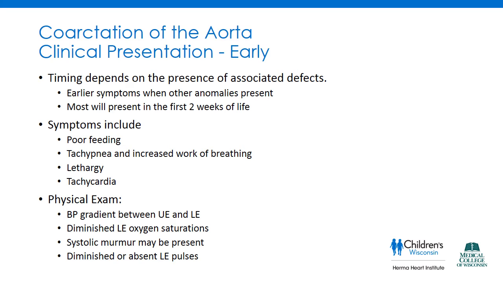On physical exam, they can have a difference between their upper extremity and lower extremity blood pressures, and they can have diminished lower extremity oxygen saturations. That's typically due to the ductal flow going right to left. So the PDA is supplying the blood flow to their lower extremities, and that's why they might have decreased oxygen saturations. They may have a systolic murmur, and they might have diminished or absent pulses in their lower extremities.